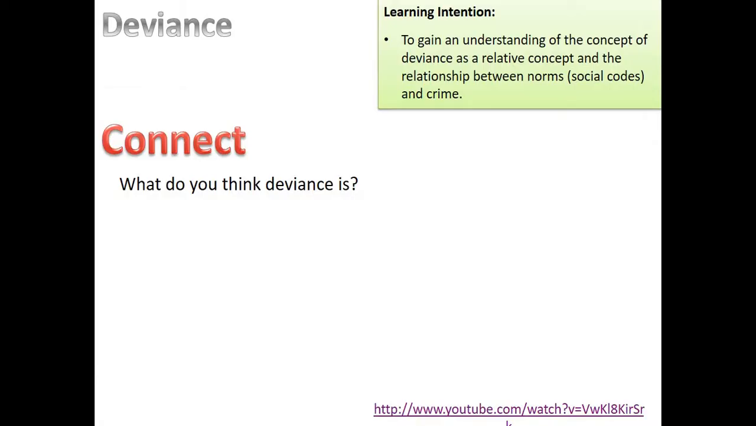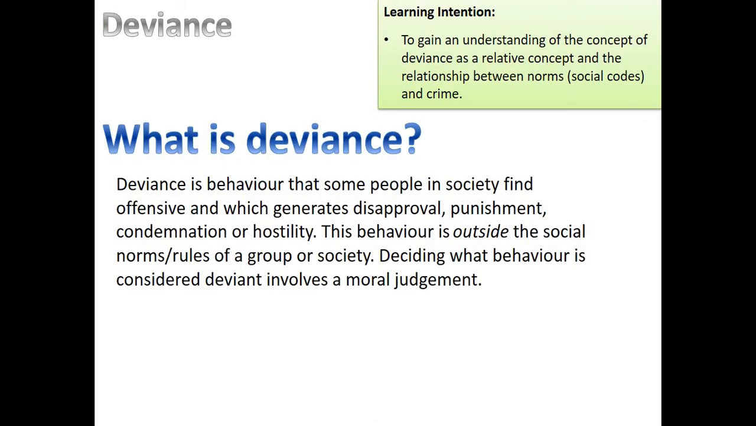Then come back. Okay. So deviance is considered to be behaviour that some people in society find offensive and that generates disapproval, punishment, condemnation, and hostility. The behaviour is outside the social norms or rules of a group or society, and deciding that behaviour is deviant does involve a moral judgment. The important thing to note in this definition is that it's outside the social norms of a group. What is a social norm or rule for one group or society is obviously going to be different from another, and that might also change over time and geography.